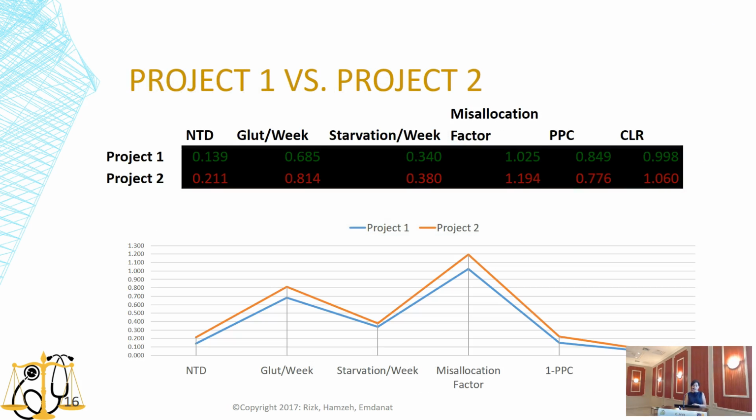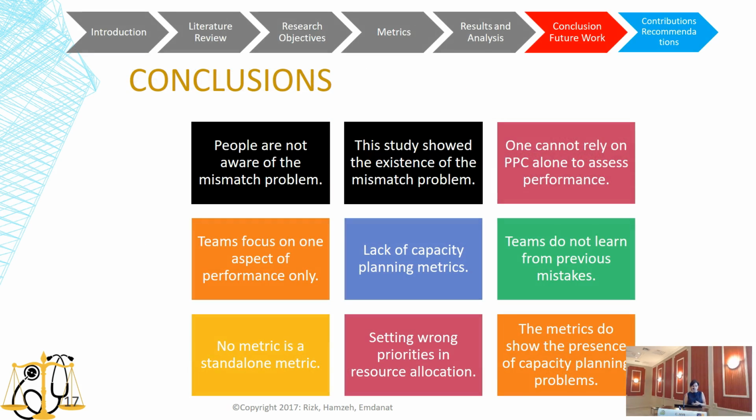A fine comparison of the two projects was made, and as can be seen, it turned out that Project 1 outperformed Project 2 on all fronts. In conclusion, people are not aware that there is a mismatch problem. This study showed the existence of the mismatch problem. One cannot rely on PPC alone to assess performance. Teams focus on one aspect of performance only.